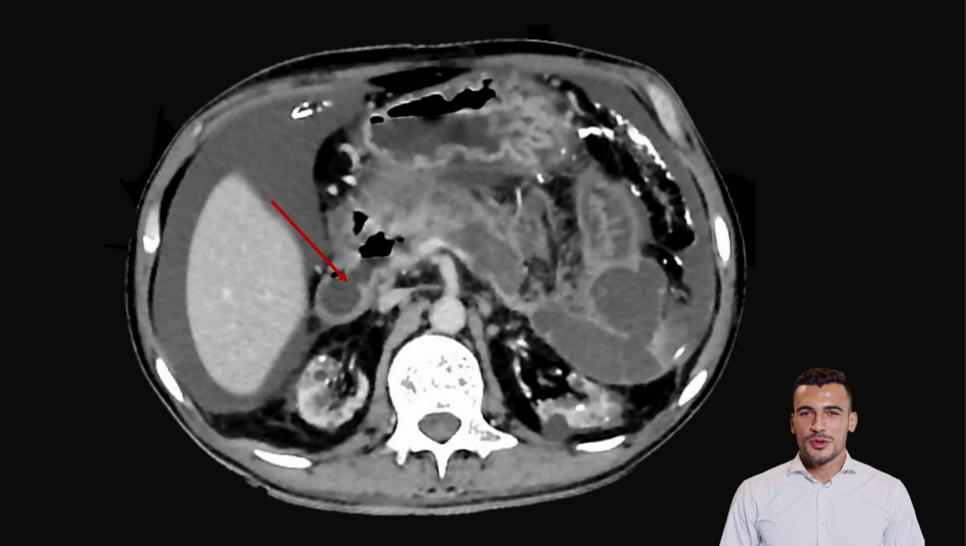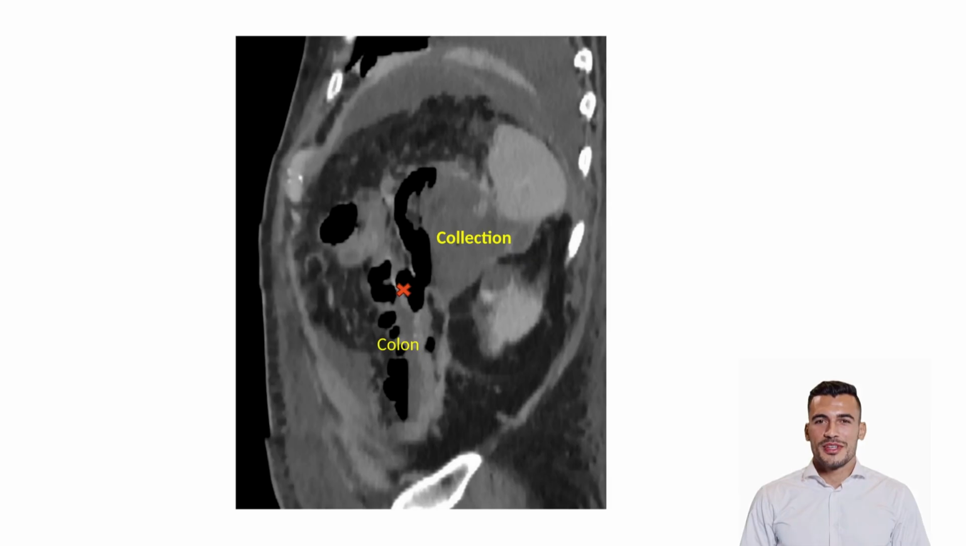Here is an image showing a pancreaticoenteric fistula marked by the arrow. It's between the duodenum and a necrotic pancreatic collection. This is another image showing development of a fistula between colon and pancreatic collection. Also, we can see gas within this collection.